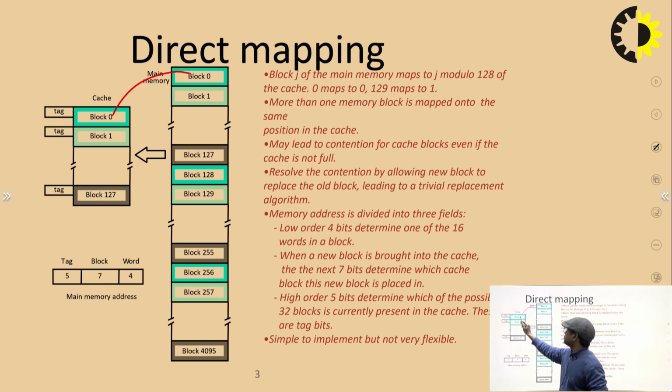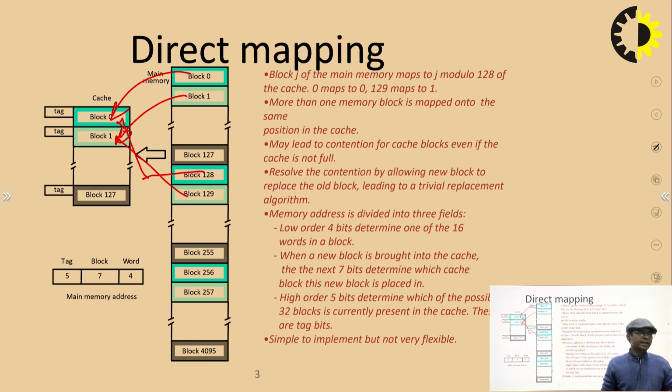So, block 0 is mapped to block 0 of cache, block 1 is mapped to block 1 of cache. Similarly, 128 is mapped here, and 129 is mapped here, likewise. So, every block is mapped directly into a particular cache block. So, what will happen? More than one memory block is mapped onto the same position in the cache.